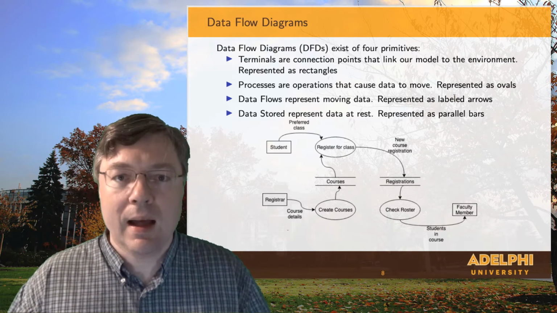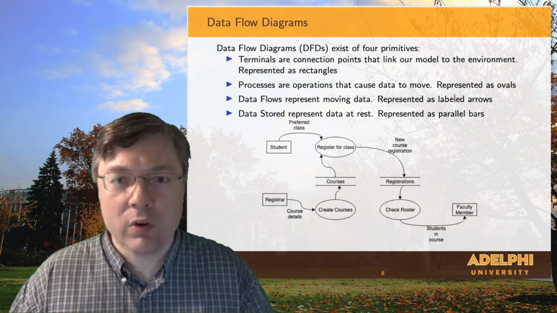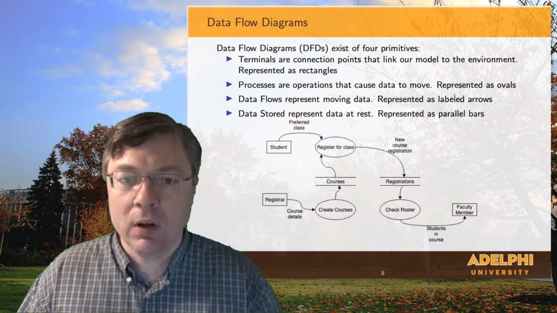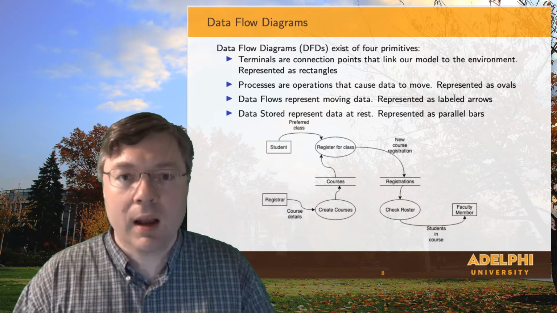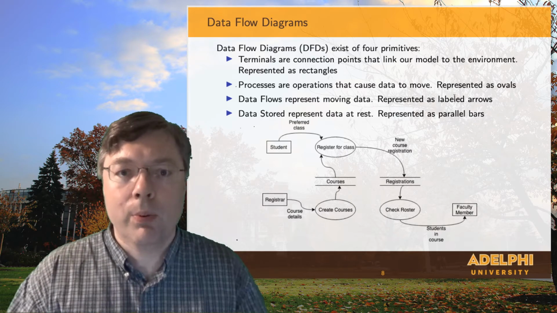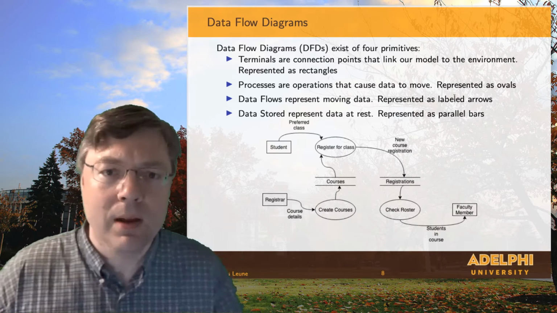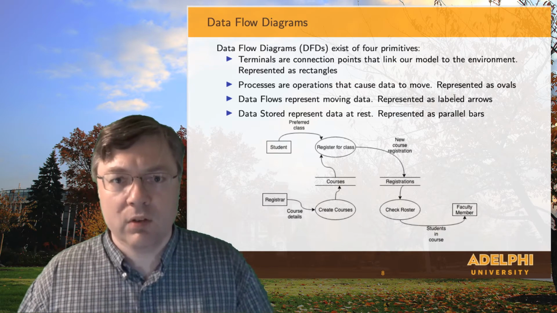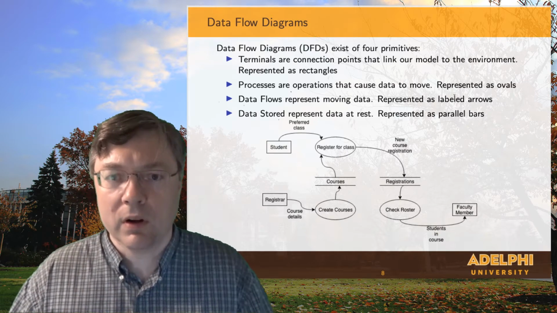So for example, we do something with courses. What do we do? We create them. So we create a course. We may check a roster. We may print a transcript. Whatever it may be that we're doing, you typically find these verb-noun combinations to meaningfully label these processes.